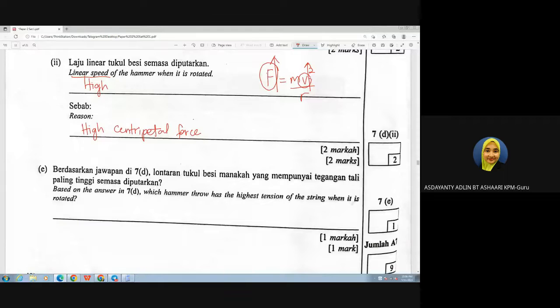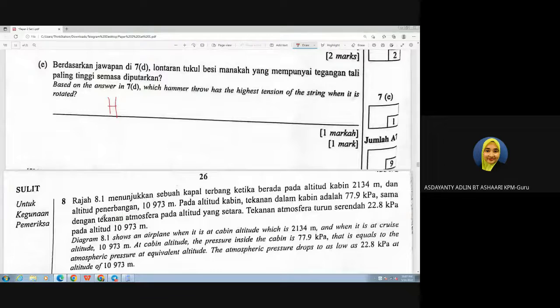F, G or H? Okay, speed must be high. And then length of the string must be shorter. So the answer is H, correct. Okay. Easy, right?